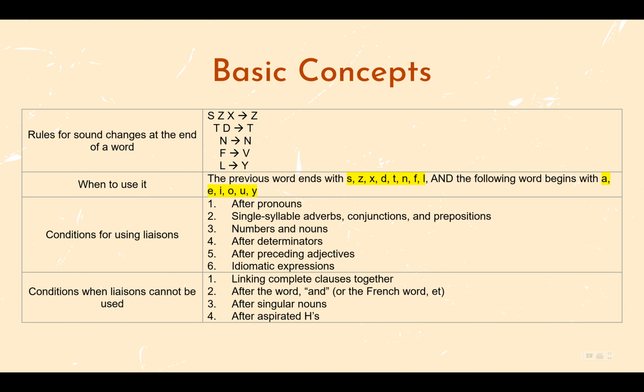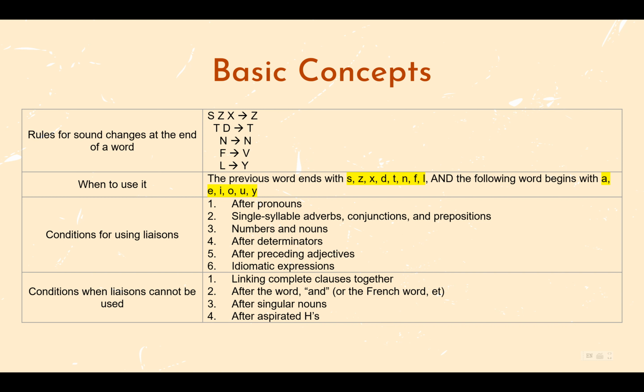The timing for using liaisons. The previous word ends with S, Z, X, D, T, N, F, or L, and the following word begins with A, E, I, O, U, or Y.